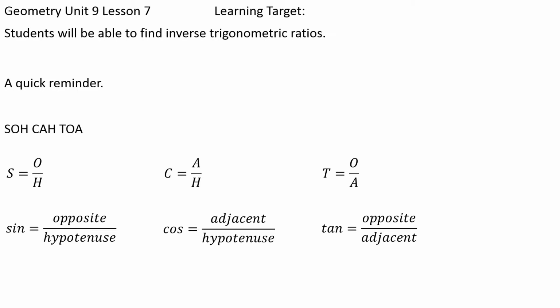To go backwards, we actually start knowing the value of the sine of the angle, or the cosine of the angle, or the tangent of the angle, and then we've got to figure out how long the sides are.